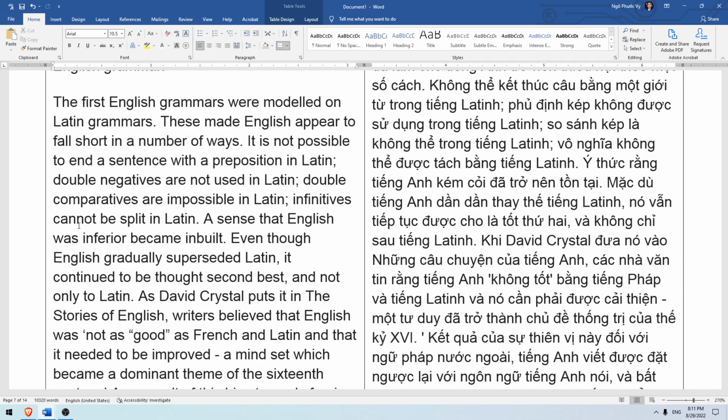It is not possible to end a sentence with a preposition in Latin. Double negatives are not used in Latin. Double comparatives are impossible in Latin. Infinitives cannot be split in Latin. A sense that English was inferior became inbuilt. Even though English gradually superseded Latin, it continued to be thought second best, and not only to Latin.